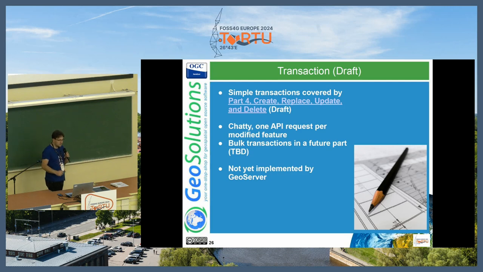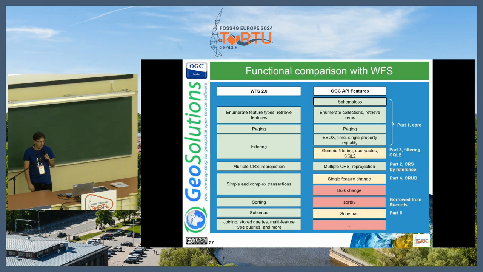Transactions: simple transactions are covered by Part 4: create, replace, update, and delete. These are very chatty APIs because you would add and remove one feature at a time. So it's good for point-and-click editors, but it's not good for anything that requires mass changes to your data. This is not yet implemented by GeoServer.